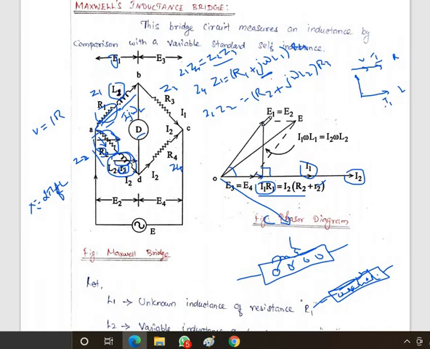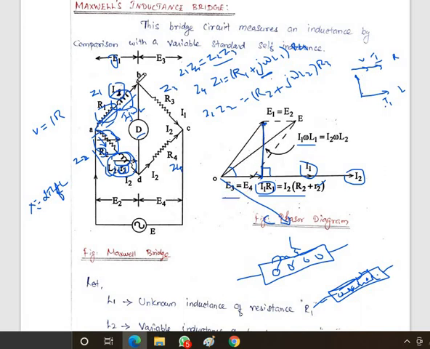So we draw a vertical line from that current line. The current flowing through I1 gives I1 into j omega L1, which is 90 degrees to the actual current. The same holds for I2, since I1 and I2 are in phase, giving I2 into omega L2. Both inductive voltages are 90 degrees lagging the actual current.